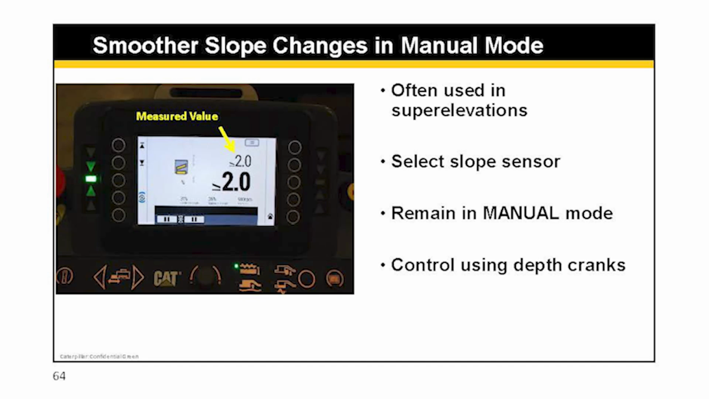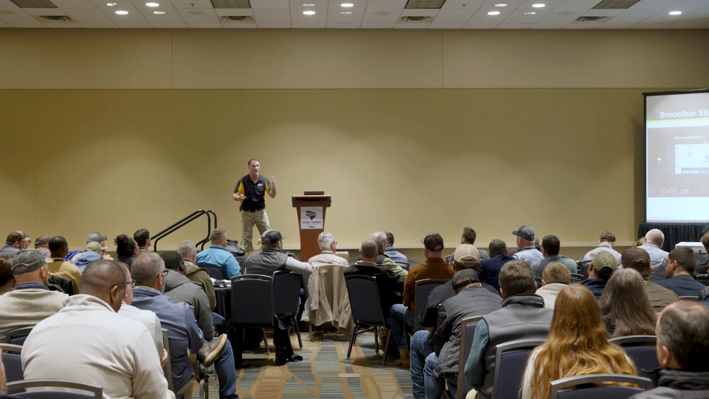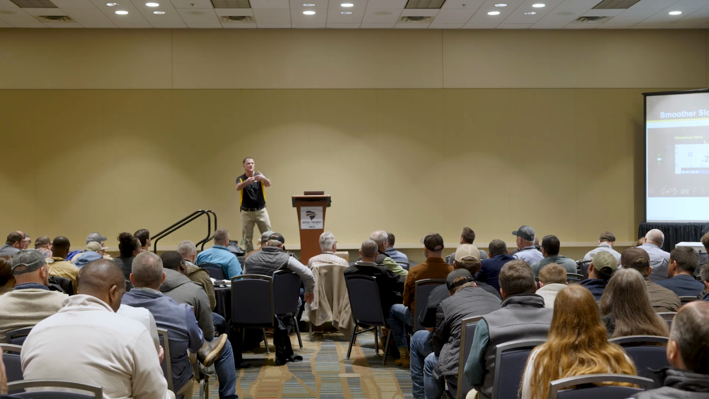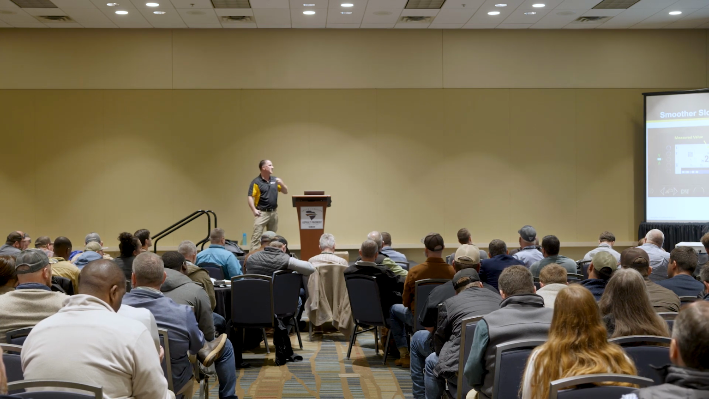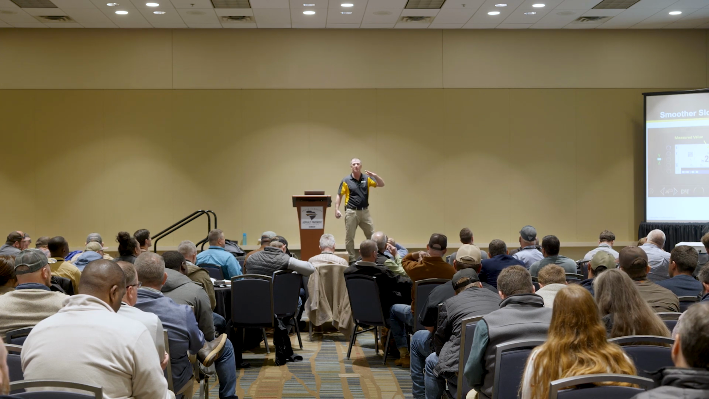One thing I like to do is, when we get into those larger corrections, like I said, automatic slope changes fast. If I want a smoother change, I can do it manually, right? Again, as long as I know where I am and what's coming up, I can manually change that slope and do it a lot smoother than that automatic can when it comes to slope control.